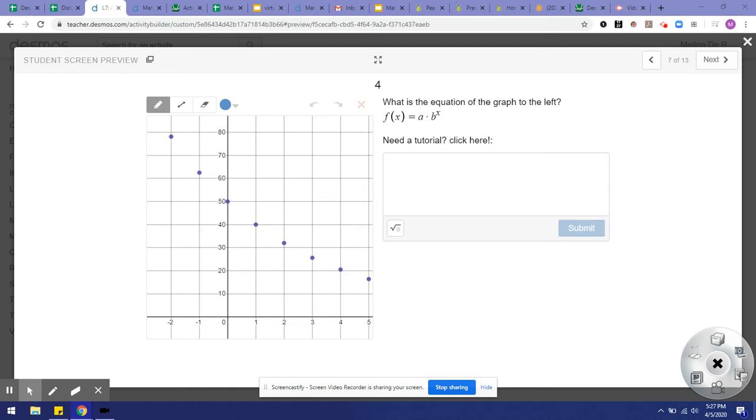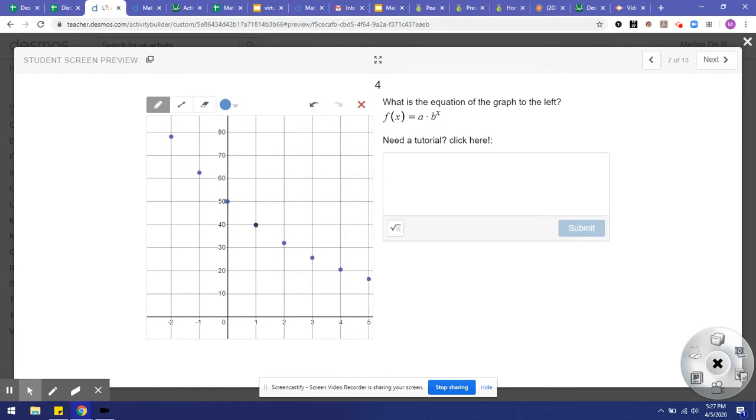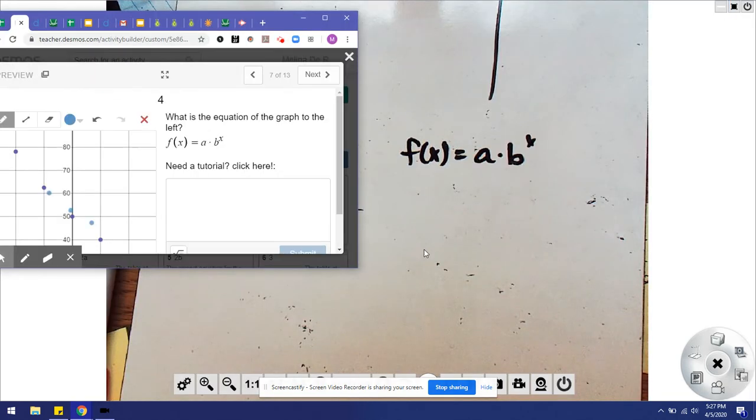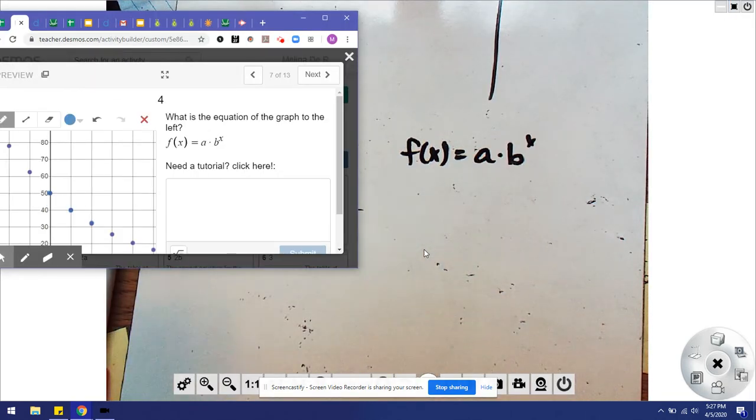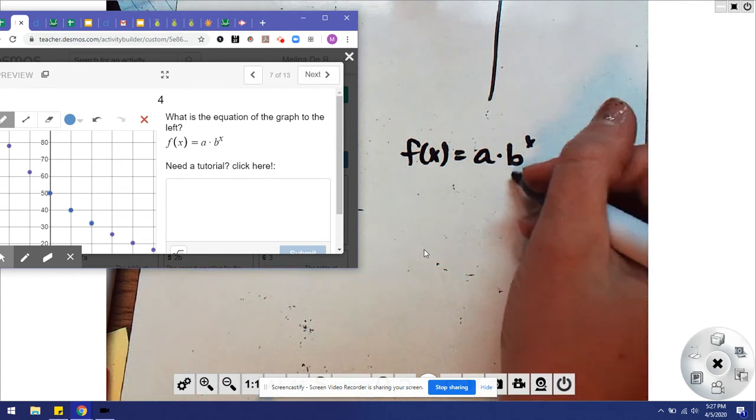So for this next problem, problem number 3, we are asked to write the equation of this graph to the left. Again, I'm noticing that this is a decay function, that as we increase on the x-axis, we actually decrease on the y-axis. This is going down. So I know that, again, b is going to be a fraction or something less than 1. I already know that.